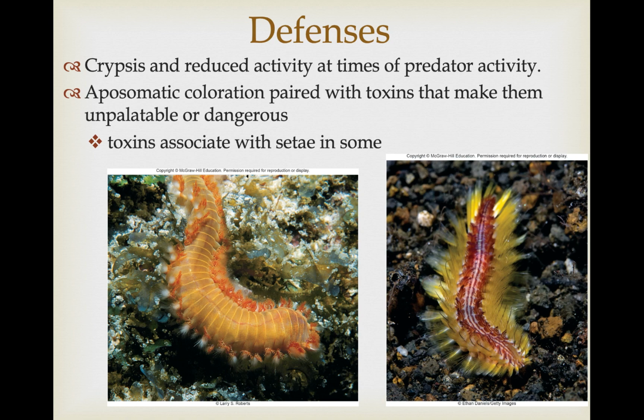But some actually go the opposite. So they show aposematic bright colorations, as we've seen in many other animal groups. This is also associated with the fact that they have toxins. So this right here is called a fireworm. Associated with these setae are glands that produce toxins, and so it's called the fireworm because if you touch it, it feels like your hand's on fire, or whatever tissue has been impaled by these setae.